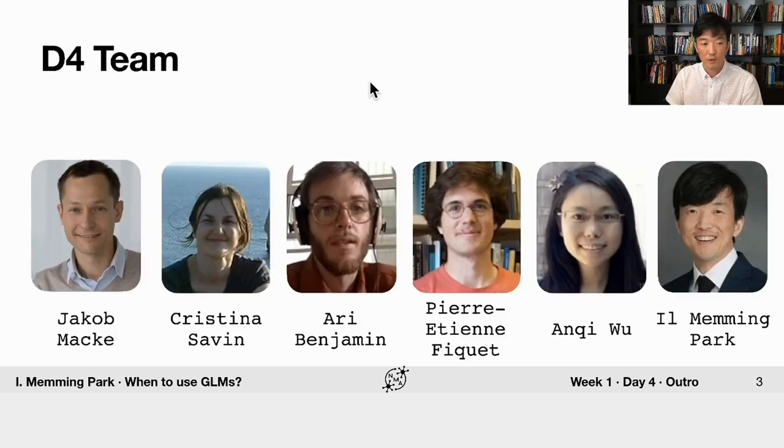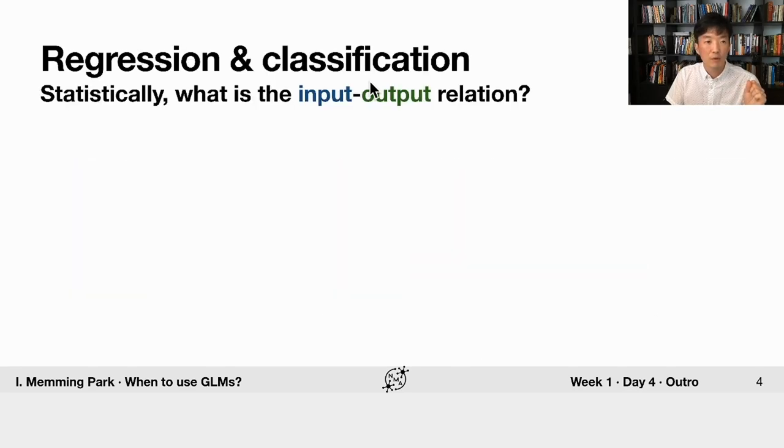You've already met the D4 team led by Jakob Macke. So let's quickly recap the GLM. There are two things GLMs can do, classification and regression, and it's basically trying to capture the statistical relationship between the inputs and the outputs.